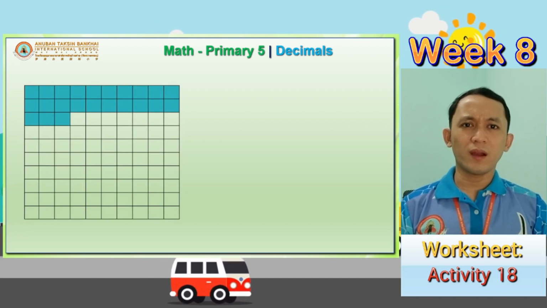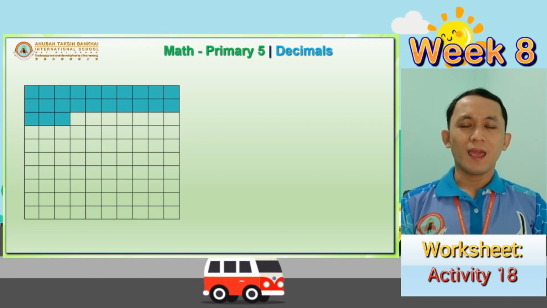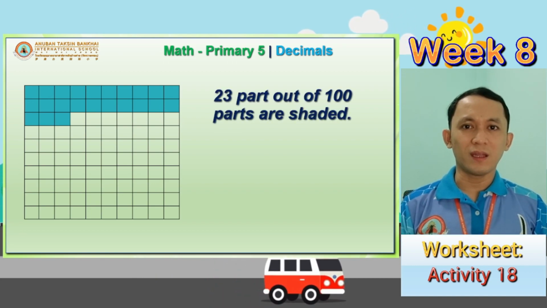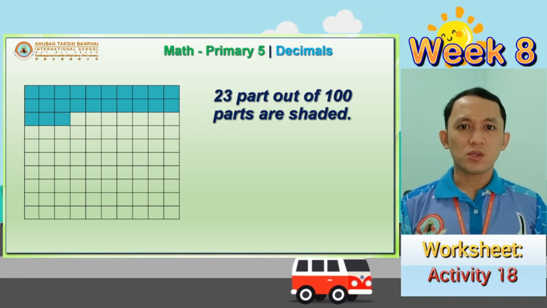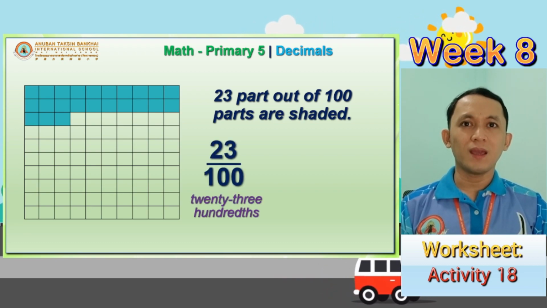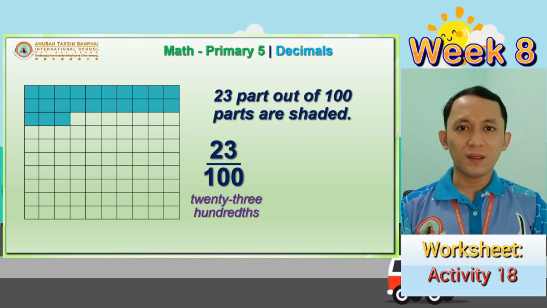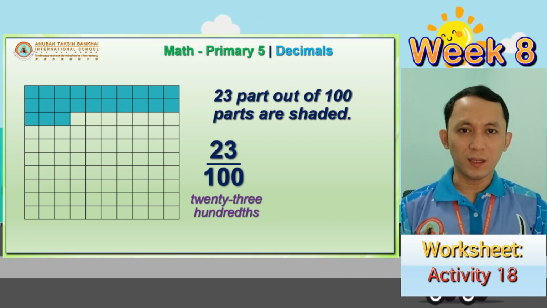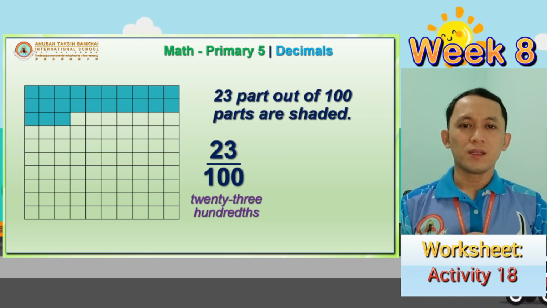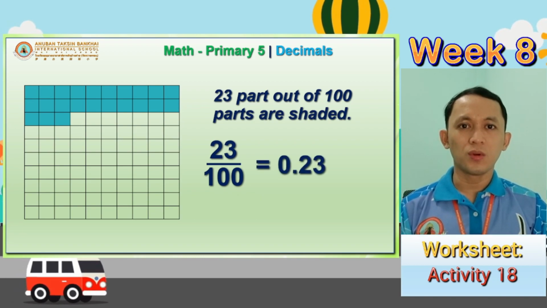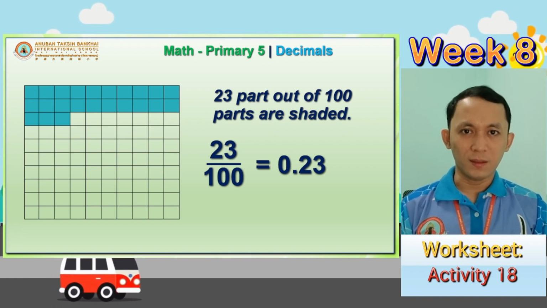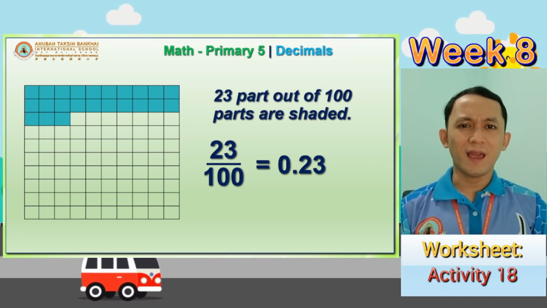Here, the same square, we have 100 equal parts, and 23 of the 100 parts are shaded. So 23 parts were shaded. So if we are going to write this as a fraction, we have 23 hundredths, or 23 over 100. So if we are going to write that as a decimal, we have 0.23. Again, 0.23. Okay, now let's have another example.